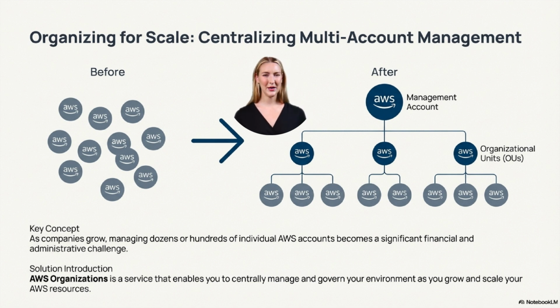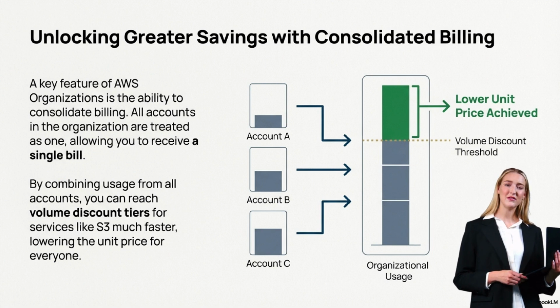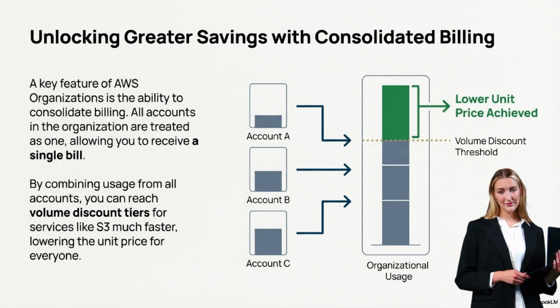For the exam, understand that AWS Organizations is the foundational tool for any company that needs to scale beyond a single account while maintaining centralized control. One of the most powerful features of AWS Organizations is consolidated billing. This feature treats all accounts in the organization as one entity, allowing you to receive a single bill for everything. The financial benefit here is significant.